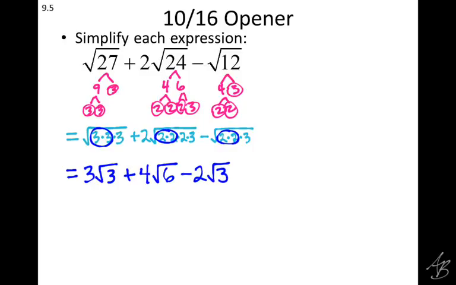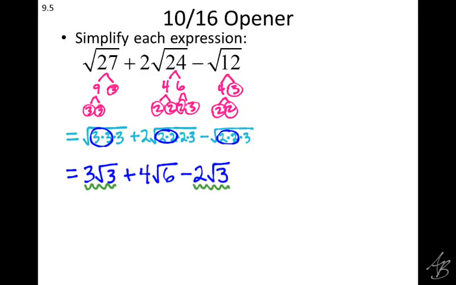All right, now we want to look for like terms. Do we have any like terms here? Yes, we've got the 3 square root of 3 and the 2 square root of 3. What about the square root of 6? Is anything going to combine with that? No. So that one is going to just stay 4 square root of 6. So then the question is, do we put the square root of 3's first or the square root of 6's first? Square root of 3's, right?